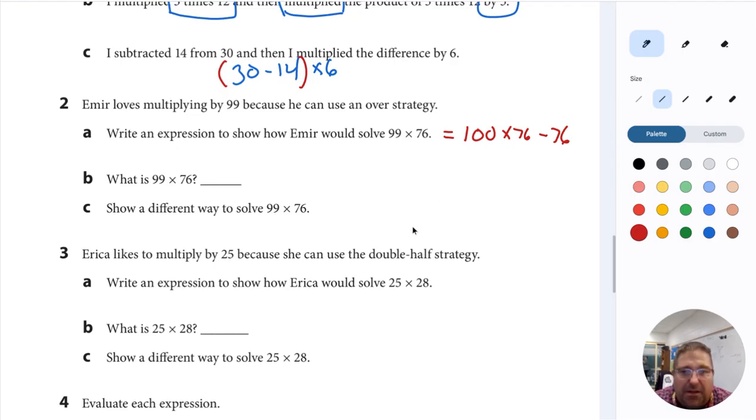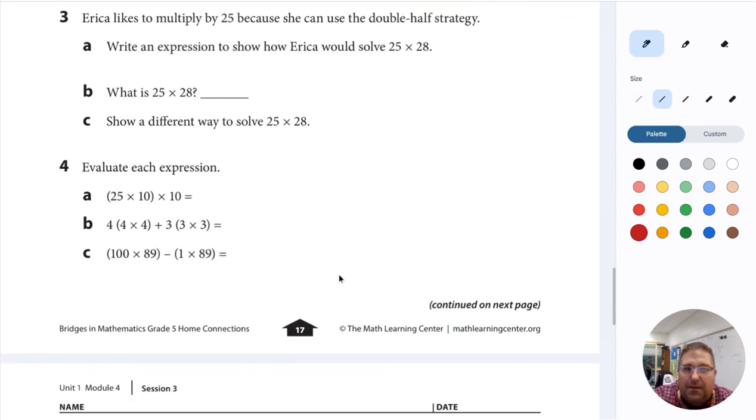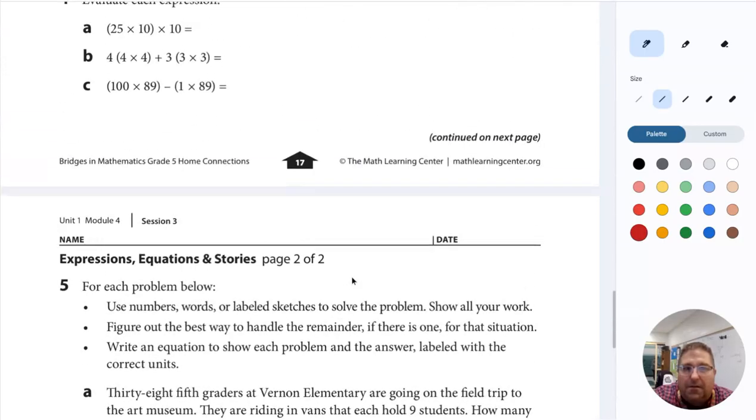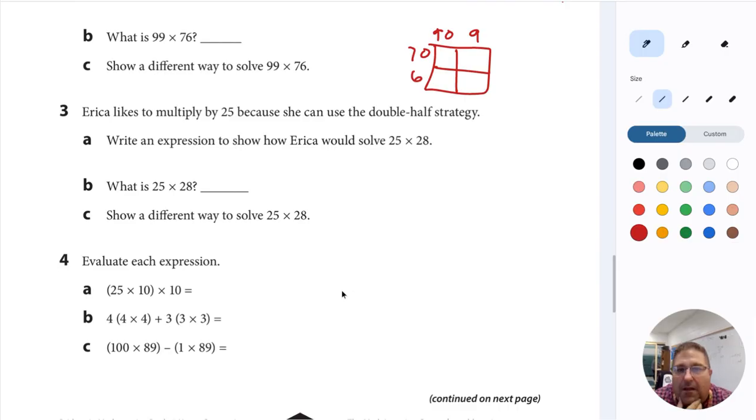You can use the box method. I'm not too worried about letter C, to be honest with you, but we could set this one up so we're doing like 90 and 9, 70 and 6, and then multiplying those parts. But again, you can kind of set up however you want. And then write an expression to show how she could solve this one.